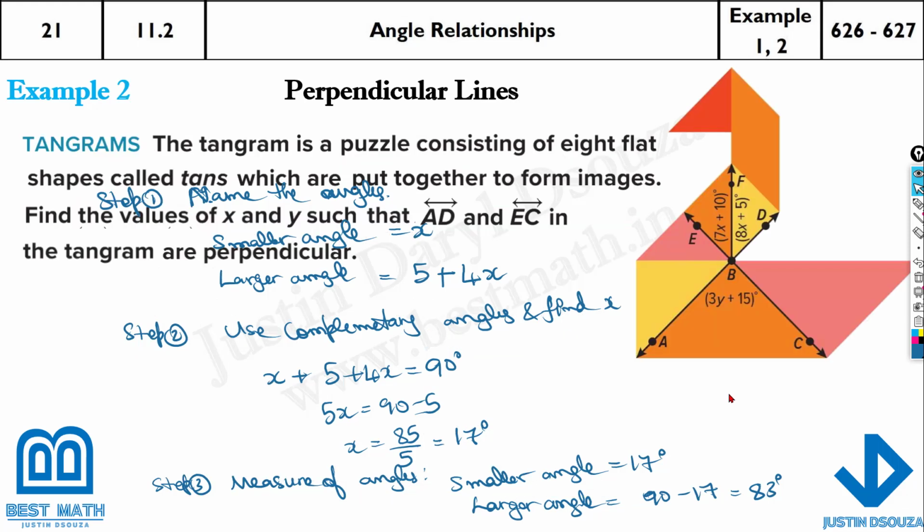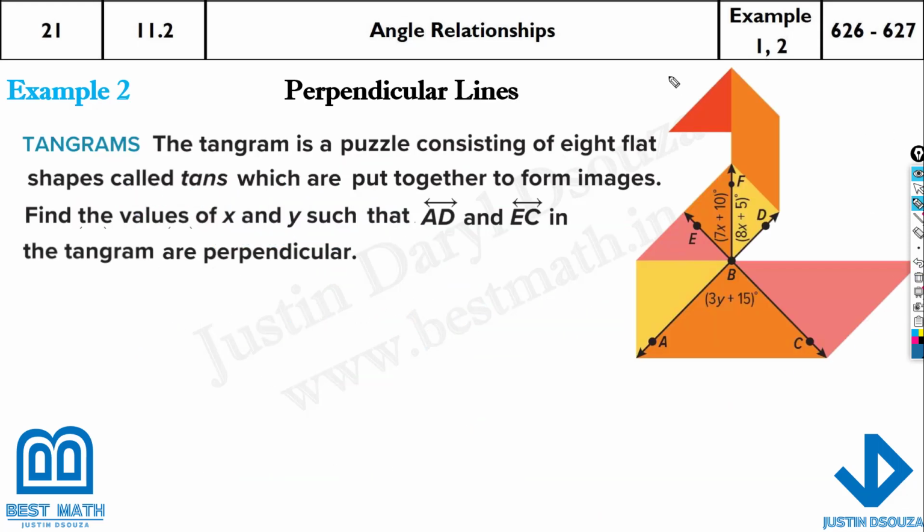How about the next problem here? Tangrams. A tangram is a puzzle consisting of 7 flat shapes called tans, which are put together to form images. Find the value of x and y such that AD, this line, and EC are perpendicular to each other. If they are perpendicular, all the angles are 90 degrees, right? Now we need to find x and y.